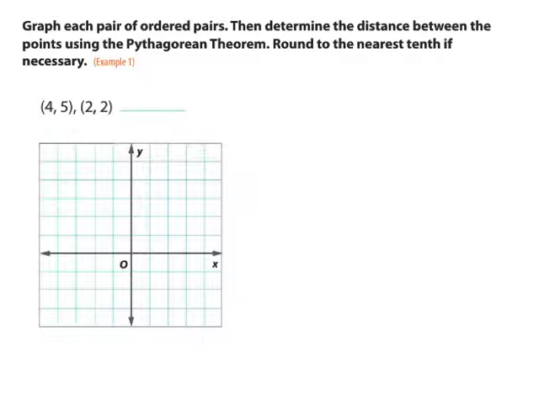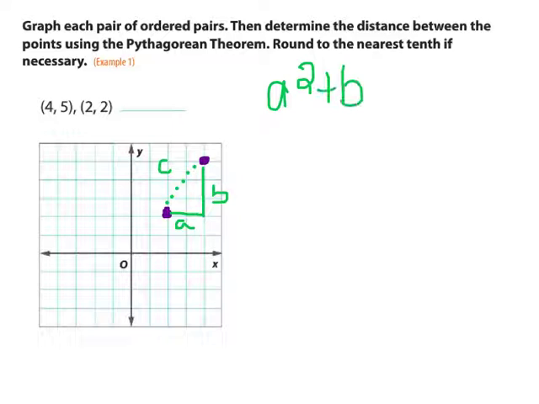So over 1, 2, 3, 4, up 1, 2, 3, 4, 5, over 1, 2, up 1, 2. Okay, and we can make a triangle, and then we're trying to find this distance right here. That would be C, and then remember A and B, we can switch those out. So Pythagorean theorem is A squared plus B squared equals C squared.